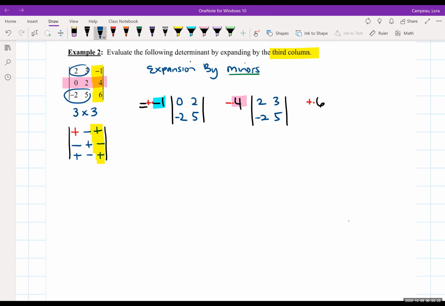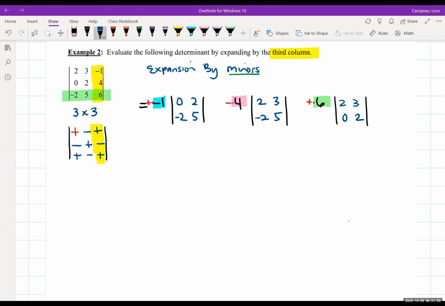So that's our minor for the 4. Now you guessed it, we're going to move on and look at what's happening with the 6. It's in the third row, third column. So we're going to cross out that third row and then pay attention to the elements that are left over. We now have ourselves a 2 by 2 determinant that includes the numbers 2, 3, 0, and 2.